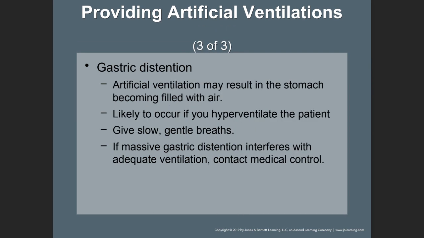Gastric distension. Artificial ventilation may result in the stomach becoming filled with air, likely to occur if you hyperventilate the patient, so give slow, gentle breaths. If massive gastric distension interferes with adequate ventilation, contact medical control. You may have to turn that patient on their side, create pressure on the abdomen, clear the air passage as the vomitus or fluid comes up, and then go back into your BLS protocols.